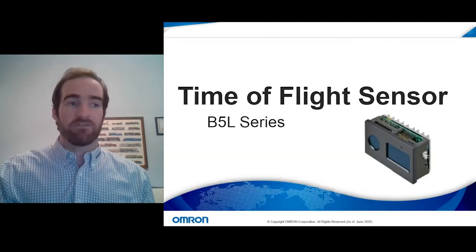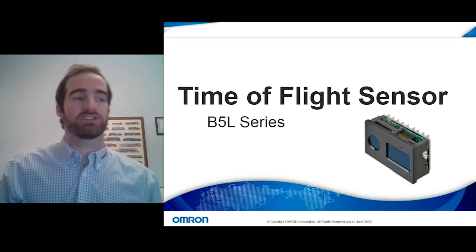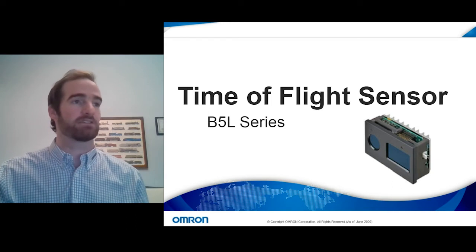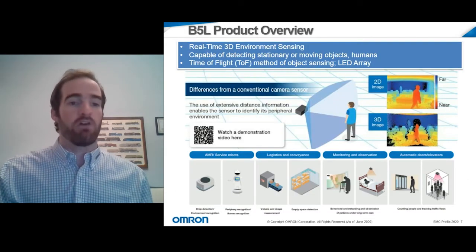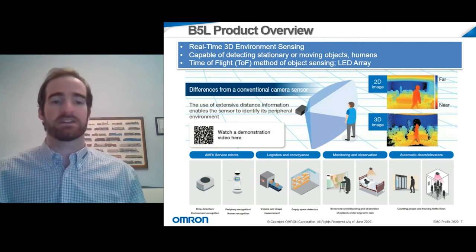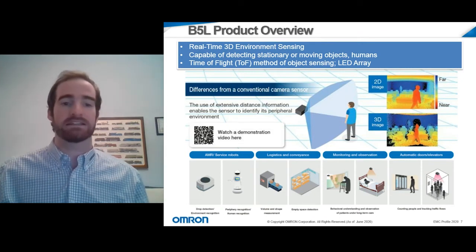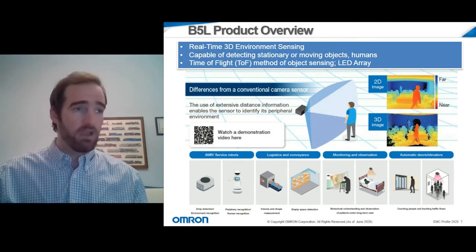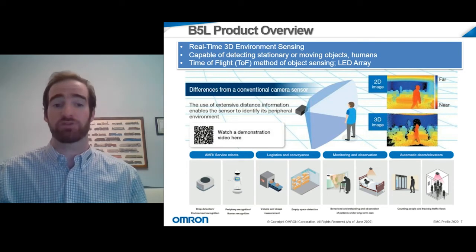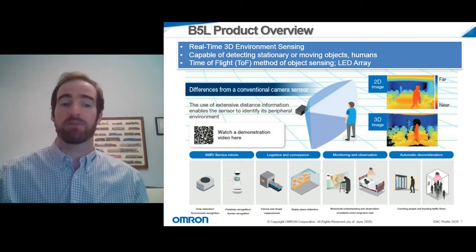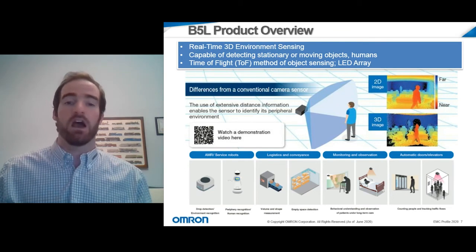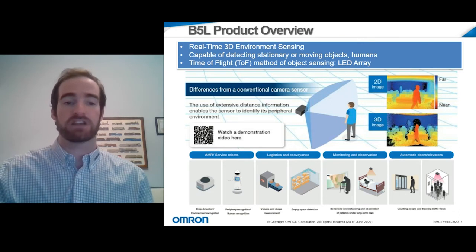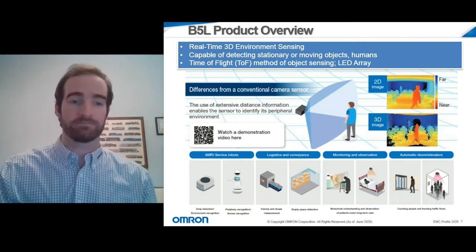So with all of that information, we introduce our product, which is in our B5L series, the time of flight sensor. And here's an image of how we have that looking today. So going over our product, the time of flight sensor offers the real-time 3D environment sensing that is capable of detecting stationary objects and human movement in a room. Our sensor operates with a response rate of about 20 frames per second, allowing for near real-time analysis of a room, the activity, anything that is positioned in the room or moving around the room, giving healthcare professionals confidence that the sensor is giving them proper data.